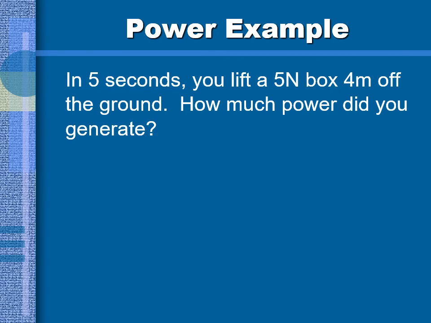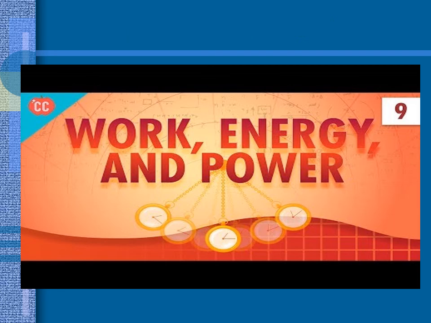And then for practice question 5, in 5 seconds you lift a 5 newton box 4 meters off the ground. How much power did you generate? We're going to use our force times our distance. 5 times 4 is 20. Divided by 5 gives us 4 watts.